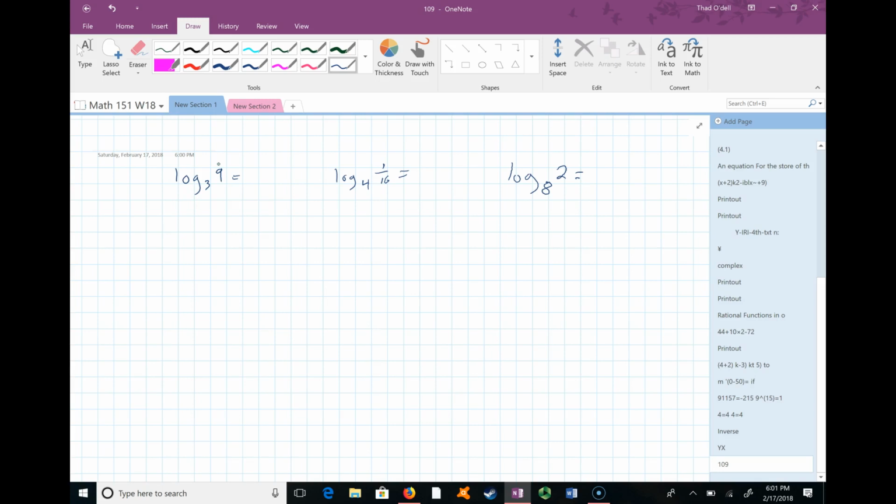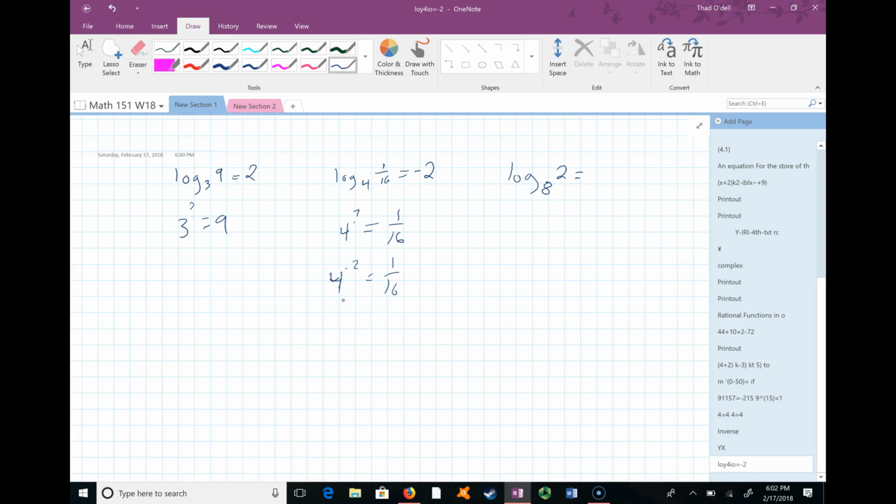So like this would be 3 to the what power equals 9. And of course that means this would have to be 2, because 3 squared is equal to 9. This is asking 4 to what power is equal to 1/16. Well, we know that 4 squared is 16, but since 16 is in the bottom, this must be a -2, because 4 to the -2 would be equal to 1/16.